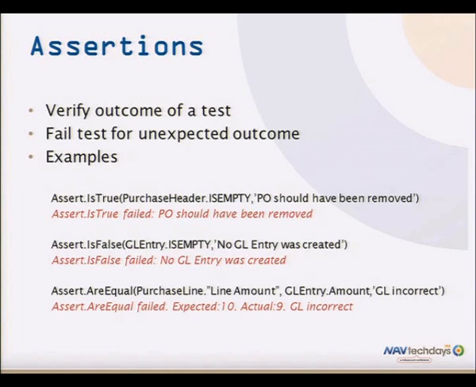In the example here, you might have posted a purchase document, and then you want to verify that the record has been removed. So you assert that the purchase header is empty, and in case of a failure, you give it this message: PO should have been removed. When it fails, it will show you the message indicated in red. Then there's an assert is false, to do the opposite, and are equal. You already saw that one. We've also added an are nearly equal, to deal with rounding differences. And you can come up with other types of asserts as well.